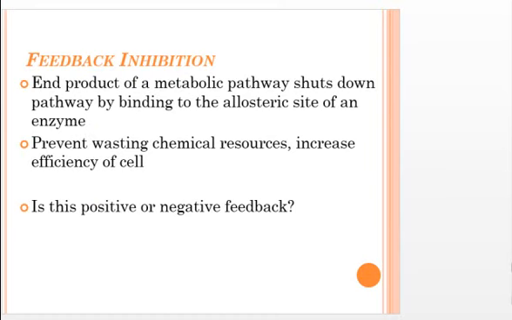So feedback inhibition. Basically, feedback inhibition is when the end product of a metabolic pathway shuts down the pathway. This prevents the wasting of chemical resources. For example, let's say you have an enzyme that breaks down, I don't know, lactose. So let's say you have lactase, and lactase turns on in the presence of lactose.